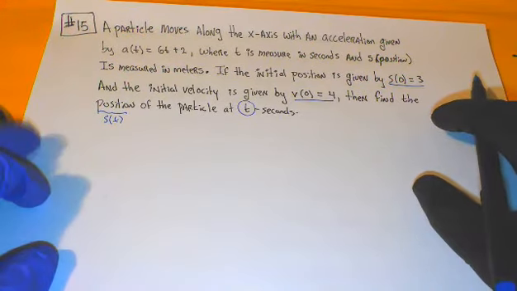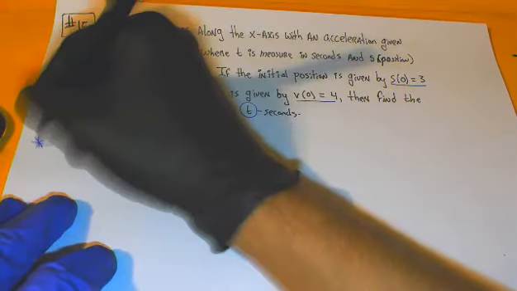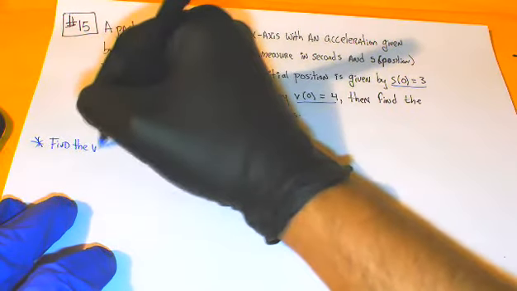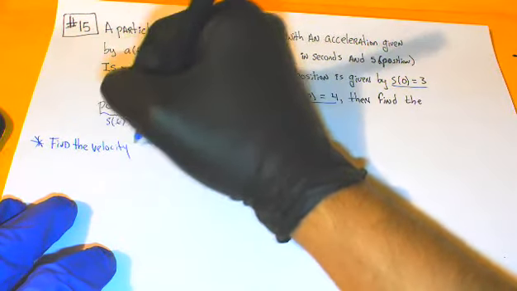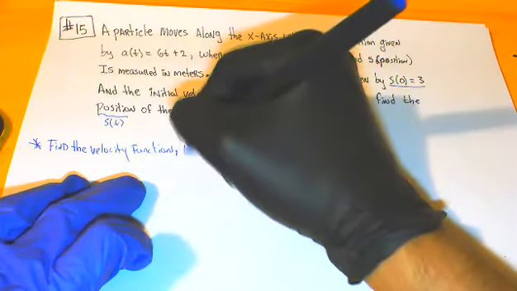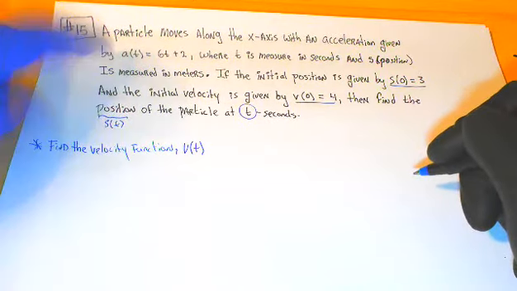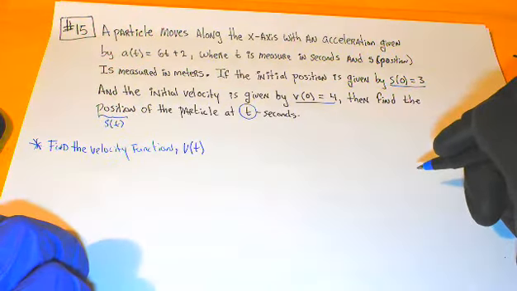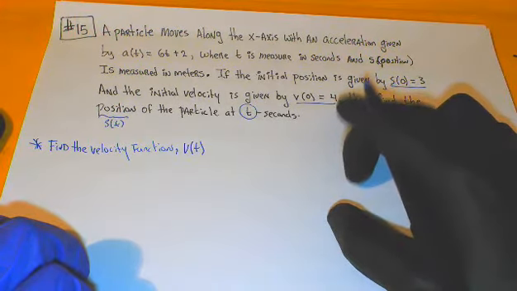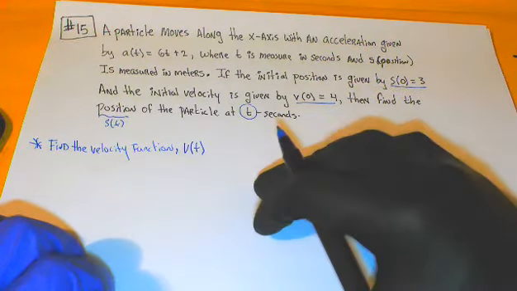So, let's begin. First, you want to find your velocity function. If you want to find the velocity function, which is v of t, you're going to have to do two things. One, take the antiderivative of your acceleration function, and two, use your initial velocity of v of 0 equals 4 to get your specific velocity function.